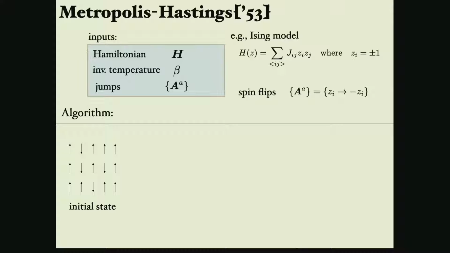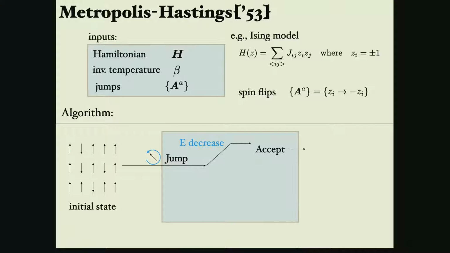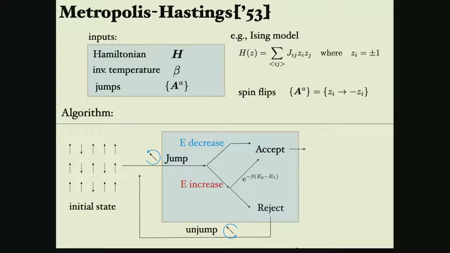And here's what the algorithm looks like. You start with some initial state, some spin configuration, and then you randomly flip a spin. The energy could increase or decrease. When it decreases, that's good because you want low energy states, so you accept the move. If the energy increases, that's bad, and sometimes you have to reject the move.